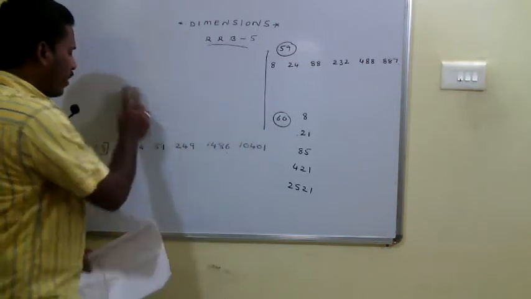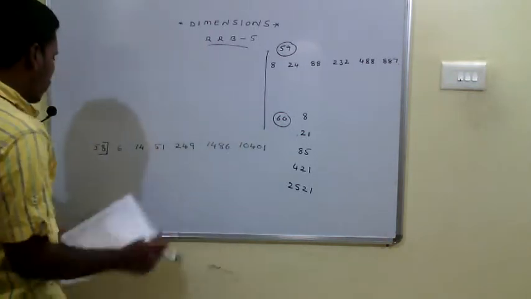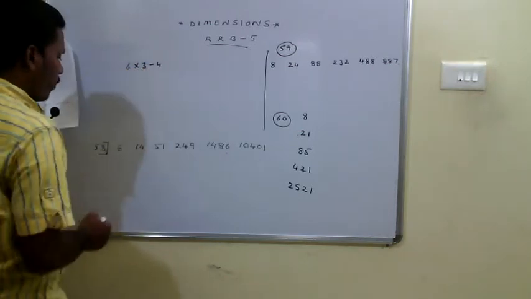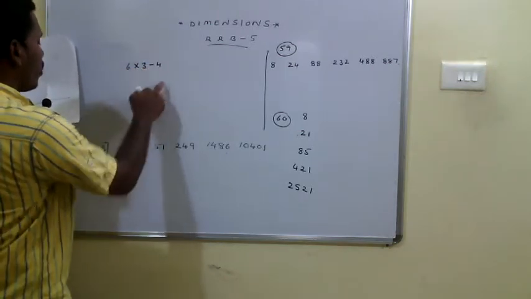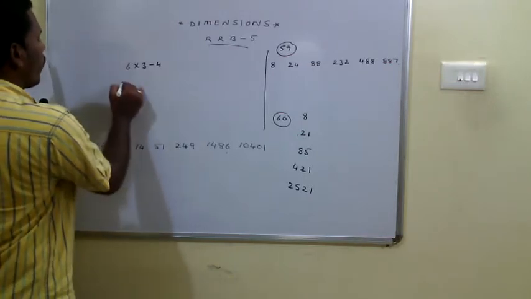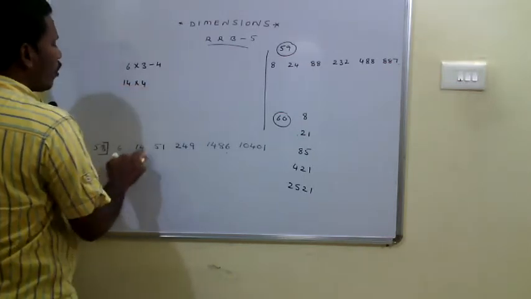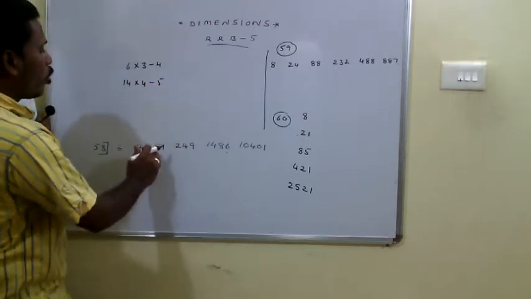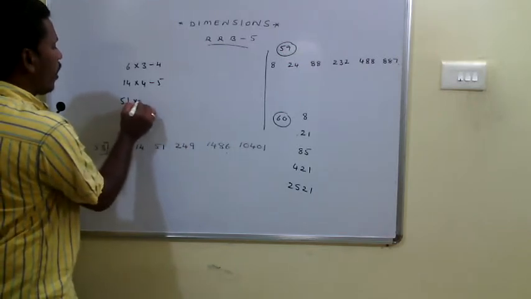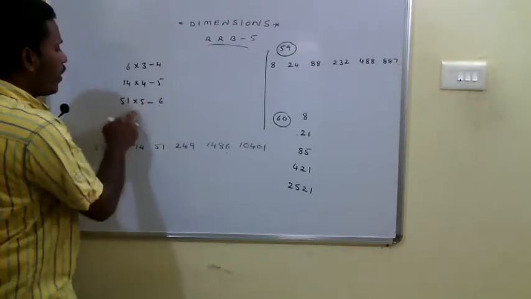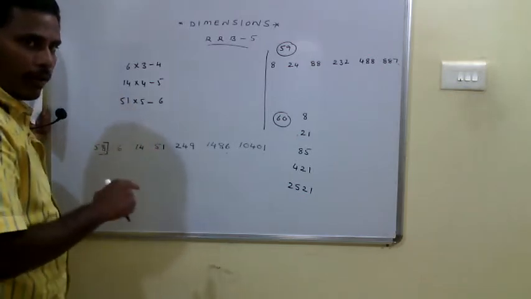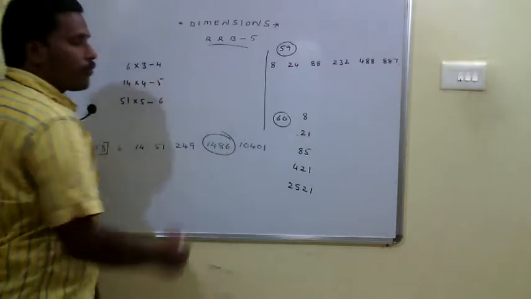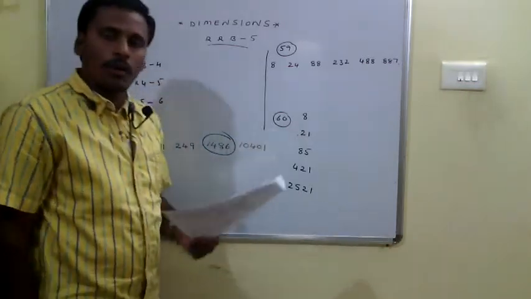Then coming to the 58th, the series involved is how 6 becomes 14. 6 into 3 is 18 minus 4 is 14. Then how will 14 become 51? 14 into 4 is 56, 56 minus 5 is 51. And then we need to move 51 to 249: 51 into 5 minus 6. 51 into 5 is how much? 255. 255 minus 6 is 249. If we continue like this, the series fails at 1486. So the wrong one of the series is 1486.